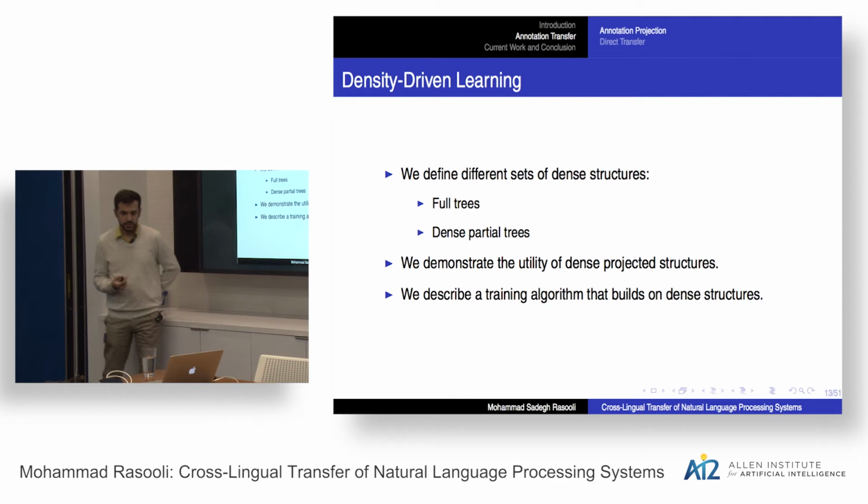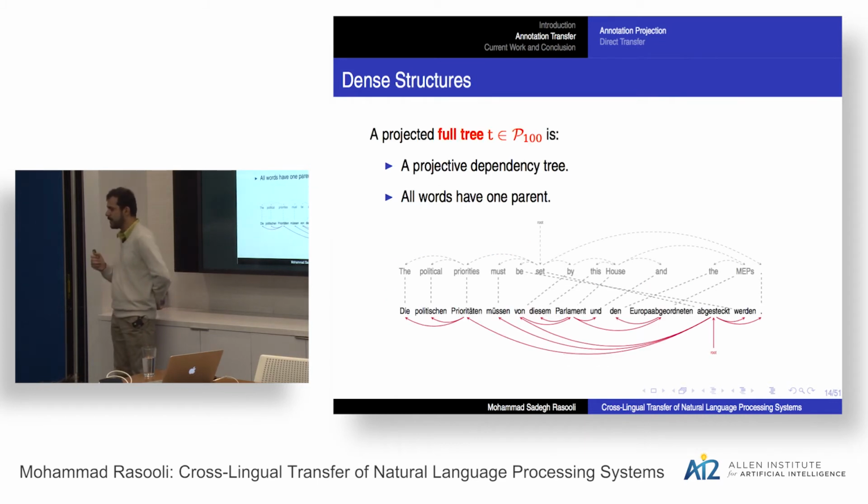So what we did was to come up with this notion of dense structures, and we decompose that into two kinds of trees, full trees and dense partial trees. What we mean by full trees is a scenario where we have a source sentence and the annotation from the source sentence, and when it's projected to the target sentence, we have a full projection here. So we can train any kind of parser without any problem on this. And when I gathered statistics about match with a supervised parser on the target language, it's a very good indication that the more dense we have, the more accuracy we can expect from the projection.